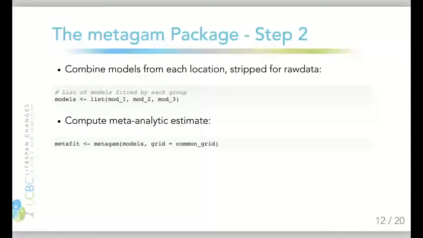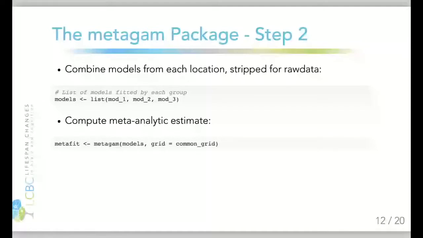And even though it does this automatically, you probably should also apply some common grid, for example the ages over which you want to compute the combined estimate, or in general just some grid. And then it computes the meta-analytic fit with standard errors, p-values, anything you need.